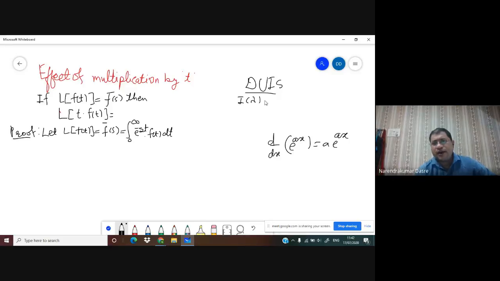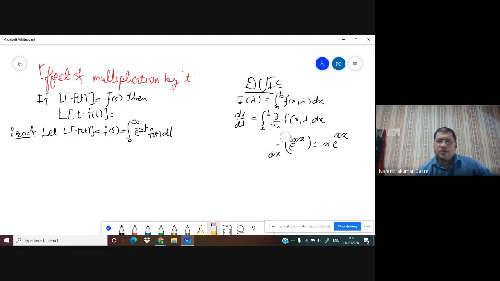Suppose I have I of lambda, the integral from a to b, f of x, lambda dx. So here this x is the variable of integration and lambda is the parameter. Then what I can do is I can differentiate this with respect to the parameter as I'll be having integral a to b, del by del lambda of f of x, lambda dx. So this is the differentiation under integral sign.